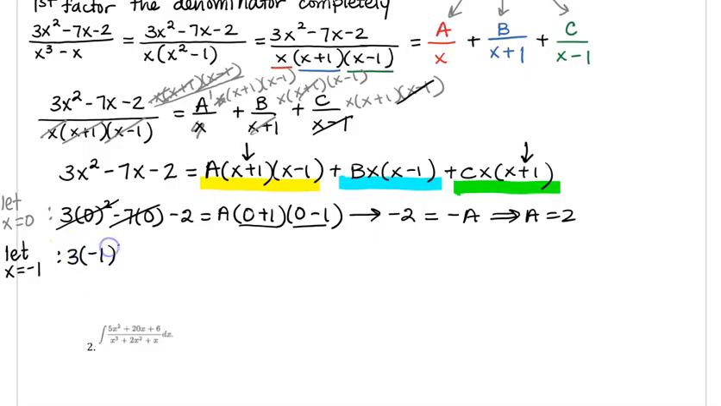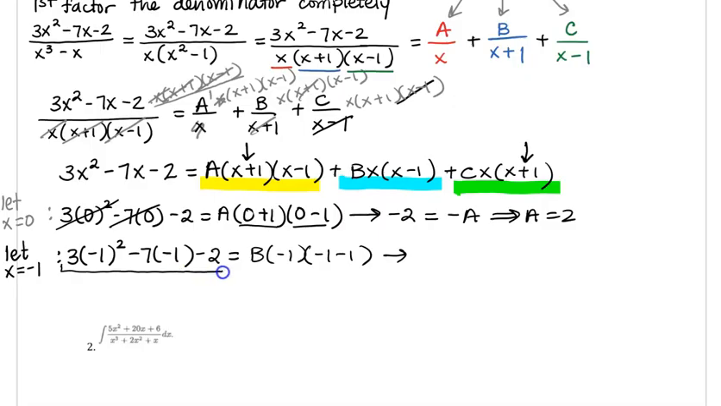So when x is equal to negative 1, we have 3 times negative 1 squared minus 7 times negative 1 minus 2. Let's substitute in negative 1 on the other side. The a term in yellow is going to completely go to 0, so I'm not going to write anything. The b term in blue will be b times negative 1 multiplied by negative 1 minus 1, and that final c term in green will go to 0. So we will be left with an equation that tells us to calculate all of this on the left side of the equation to get 8. And on the right side of the equation, we get 2b, which tells us that b is equal to 4.